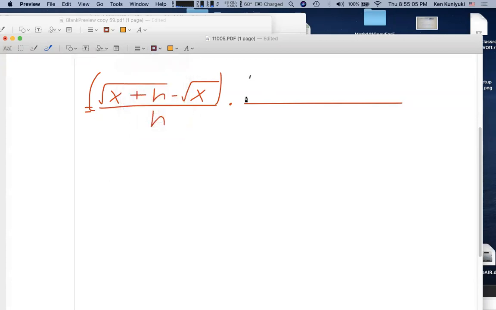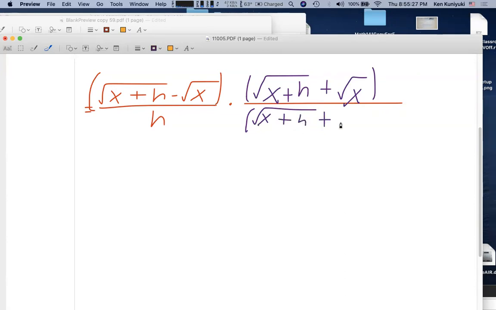All right, conjugate is root. Again, you don't need the parentheses, but I think it helps. Root x plus h plus root x. Got to be fair. Divide by the twin, because we're multiplying by 1. Don't worry about domain issues right now. All right, let me know if you have any questions. Any questions so far? All right.